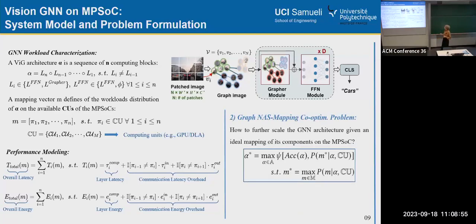On top of this mapping problem, we also add a graph neural architecture search to scale the GNN architecture. So the aim of the NAS here is to find better architectural parameters of graph operators and components by searching through a predefined search space. So combining now the graph NAS problem and the mapping problem, we have an overall co-optimization problem where we are searching for the best pairs of GNN architectures and their mapping on the computing units of the MPSoC. So we have basically here three main objectives to optimize: the accuracy, the latency, and the energy consumption.